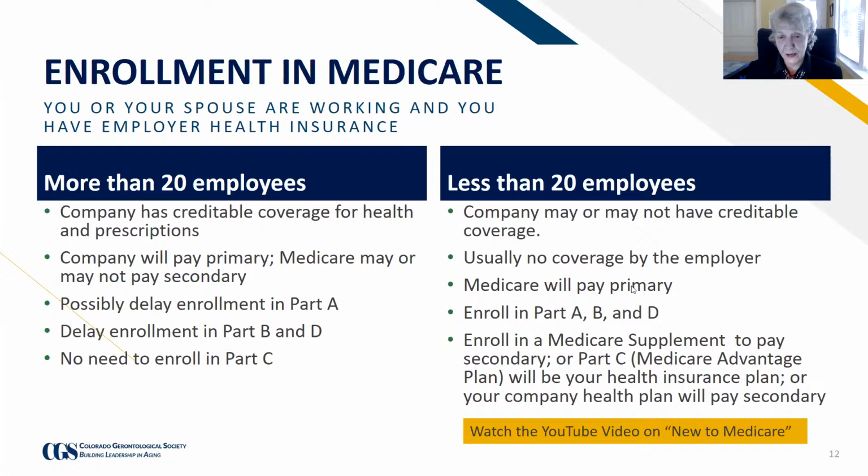Medicare then pays primary, and you do need to enroll in at least A, B, and D, and you most likely will need to, or want to, either enroll in a Medicare supplement to pay secondary for the cost that Medicare doesn't pay, or you will want to enroll in a Medicare Advantage plan that will basically be your primary health insurance, and then your company health plan may or may not pay secondary.